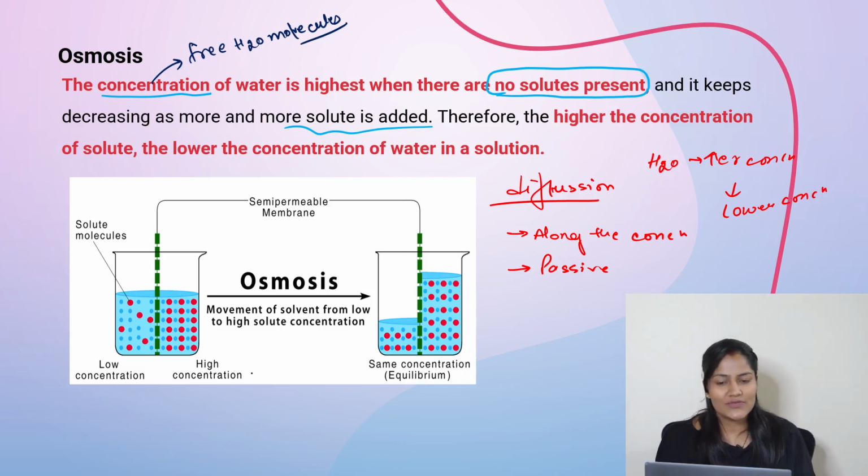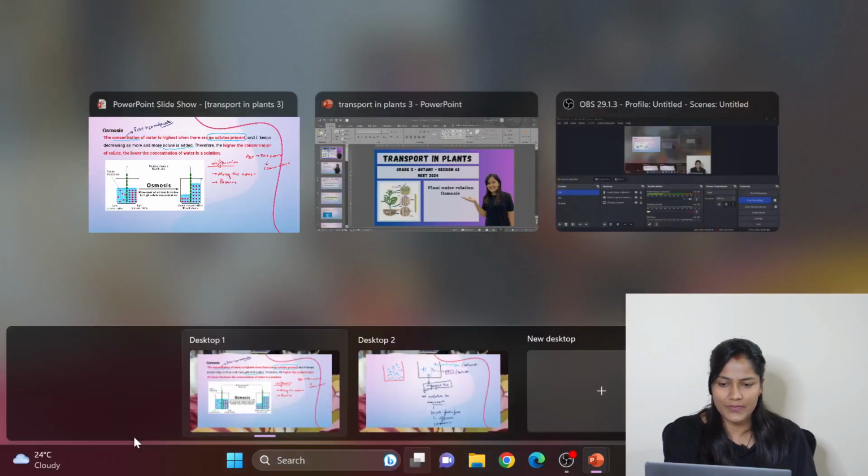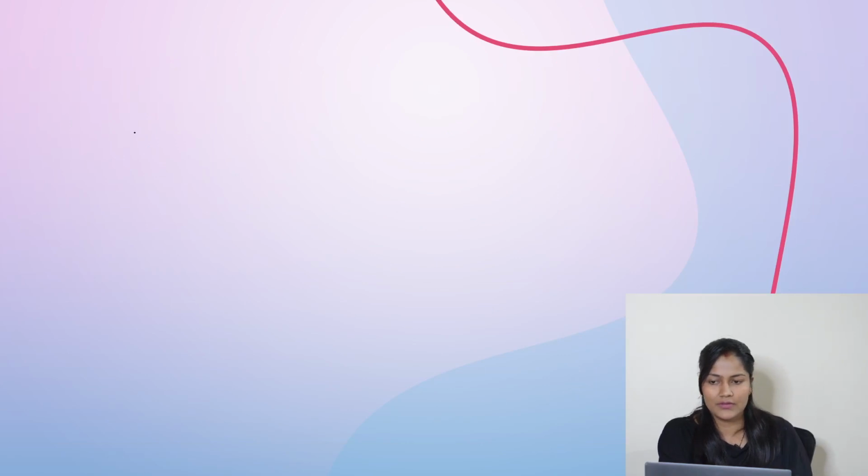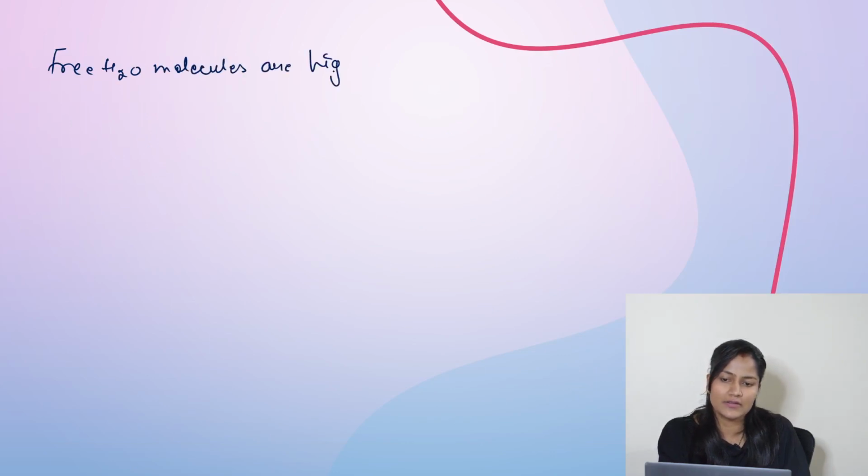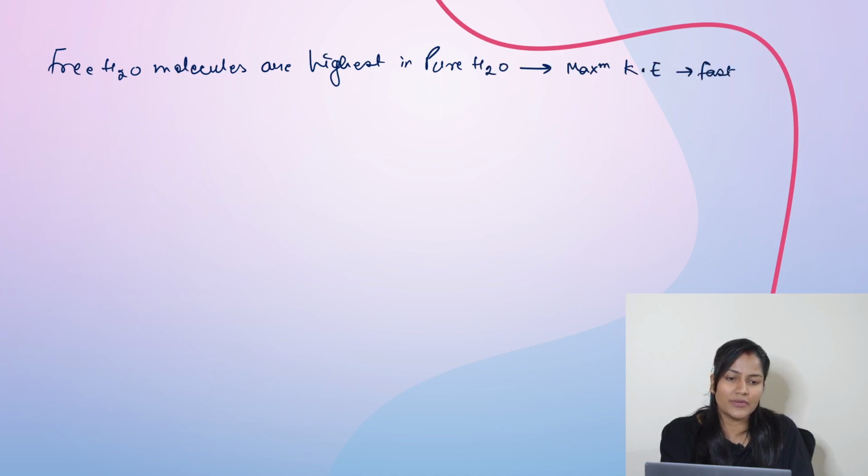So as we are going to see, free water molecules are highest in pure water. ठीक है, प्योर वाटर में हाईएस्ट है, तो इसका मतलब क्या हो गया, यहाँ पे क्या प्रेजेंट होगी बच्चा, मैक्सिमम काइनेटिक एनर्जी. मैक्सिमम काइनेटिक एनर्जी मींस दे विल बी फास्टर डिफ्यूजन. ठीक है, यहाँ पे फास्टर डिफ्यूजन होगा.